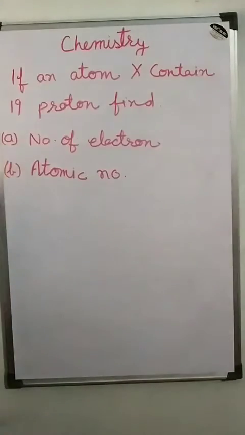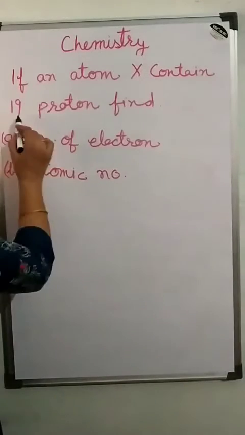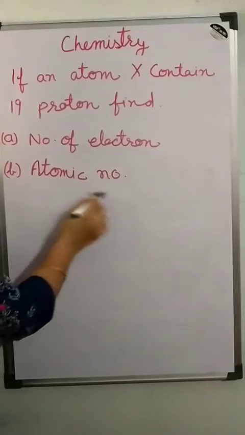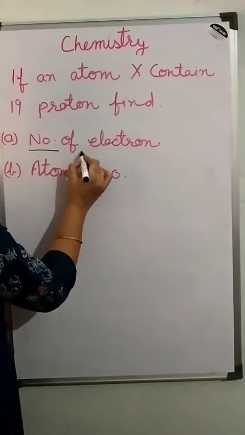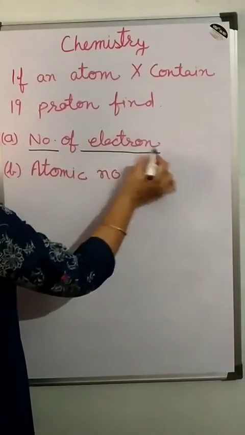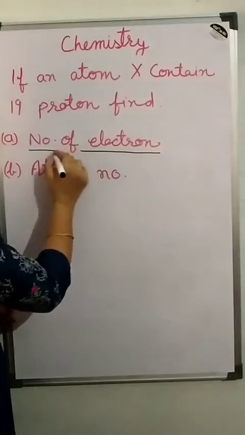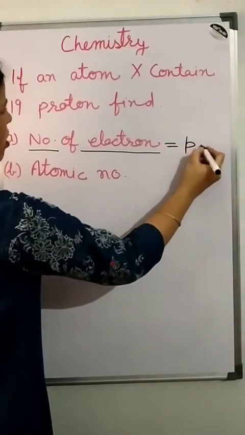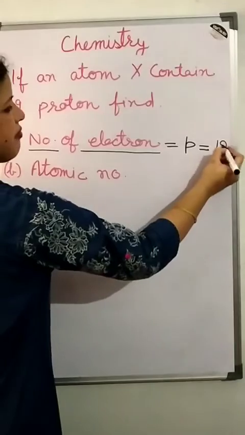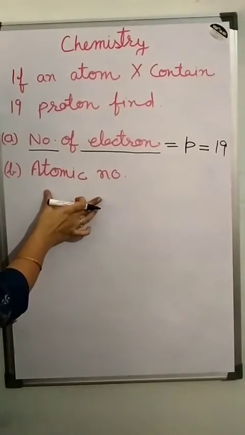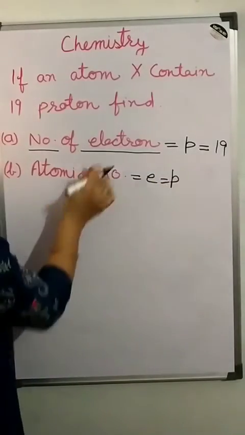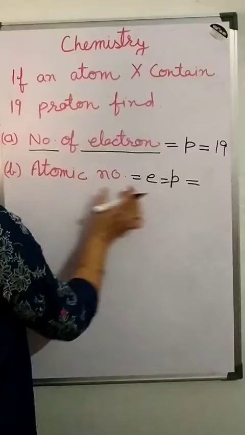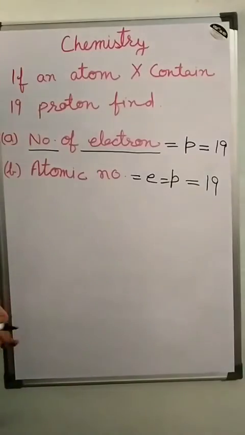Okay. Now the question is, if an atom X contains 19 protons, find the number of electrons and the atomic number. Then how do we calculate this? In an atom, the number of electrons and protons are equivalent to each other. So we can say the number of electrons is equivalent to the number of protons, that is 19. In the same way atomic number is equal to the number of electrons and protons, so the atomic number is also 19.